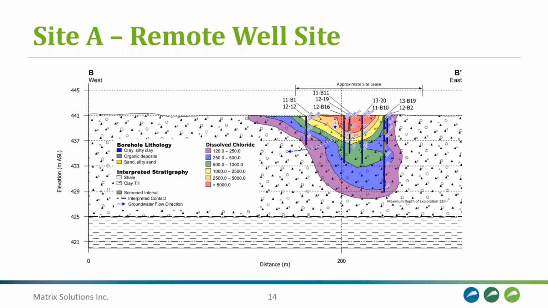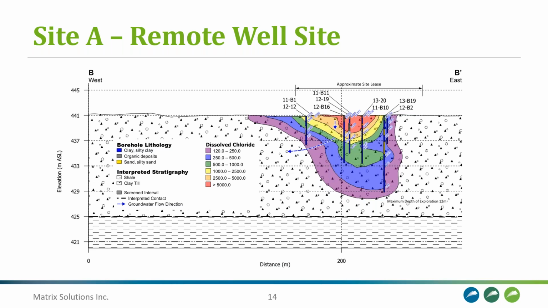So this cross-section is along the same west-east line as the previous one, but it's more focused on the site so that we can see the detail in the interpolated chloride plume that we developed for the site. This was generated in 3D using all the soil and groundwater chloride concentration data that we collected for the site. It was a total of 101 soil samples and 16 groundwater samples.